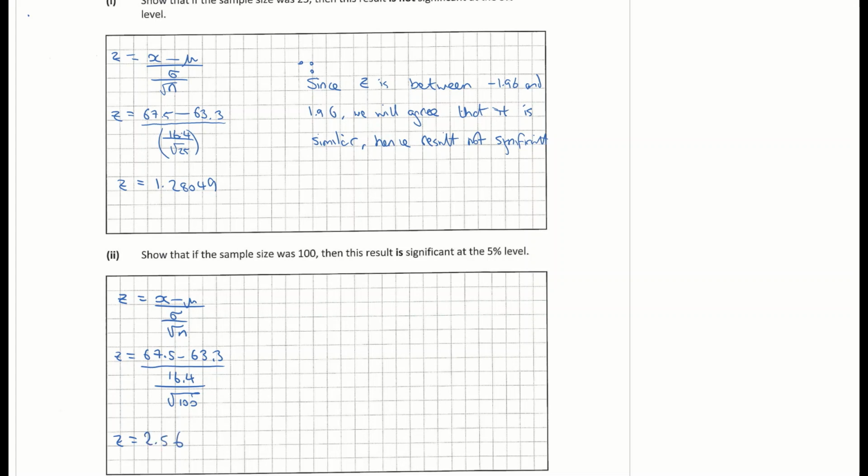And now it's slightly different. So since my z-score of 2.56 is greater than 1.96, then the result is significant. So in other words, we can basically reject the claim that results are similar. Okay, so that's the first two parts done.